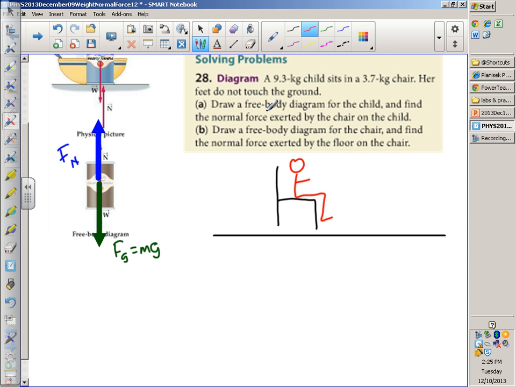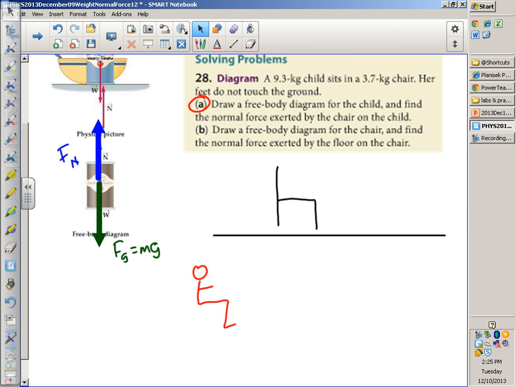Even though it doesn't specifically say, we can assume that this child is not moving up or down, that they're sitting there motionless. Meaning that the acceleration of that child is going to be equal to what? 0. Okay? So what we're going to do here, part A says, draw a free body diagram for the child and find the normal force exerted by the chair on the child.